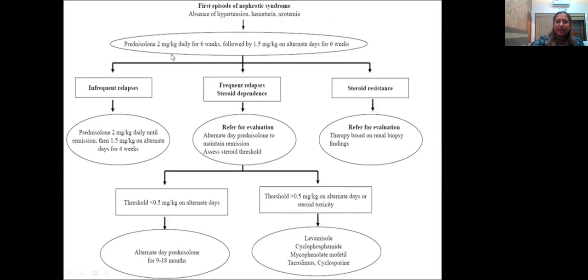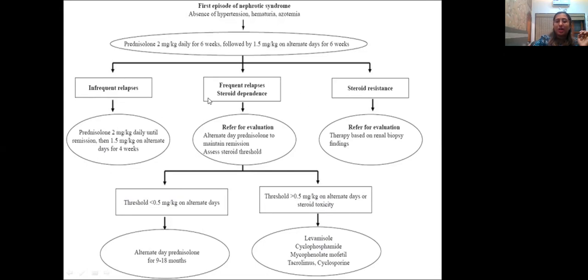After that, if there are infrequent relapses, in that case, we give prednisolone 2 mg per kg daily until we see remission. That is, urine protein being absent, urine albumin being nil or trace on 3 consecutive morning samples, which usually takes 5 days to around 2 weeks. And then 1.5 mg per kg on alternate days for 4 weeks. This becomes the treatment of the first relapse, that is infrequent relapses.